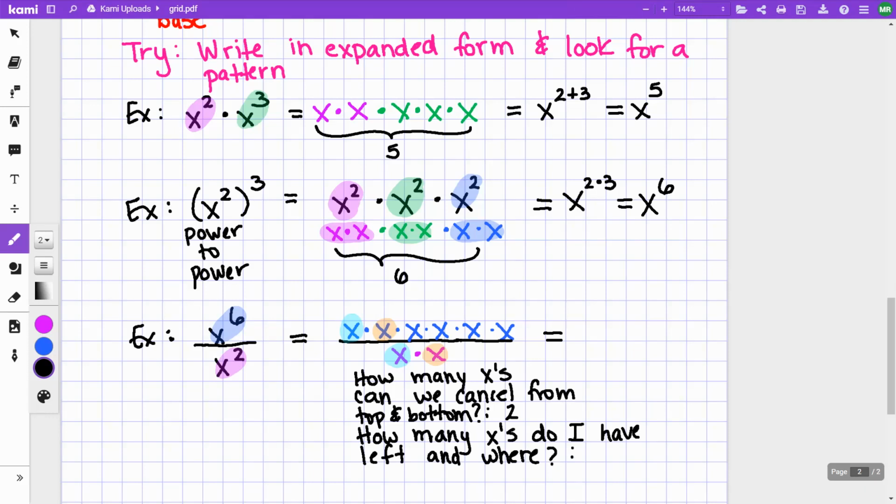And the answer to this is I have 4 on top. So my final answer was x to the 4th. Now, really what's happening is I took 6 minus 2, I subtract them, and I ended up with 4.